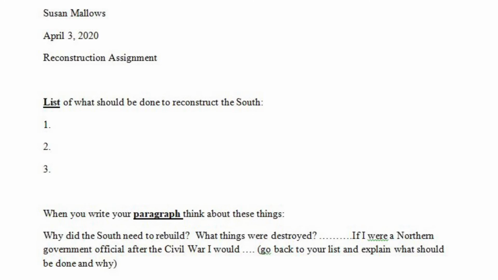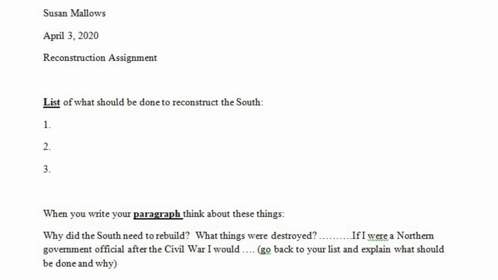When you write your paragraph, think about these kinds of things. Why did the South need to rebuild? What things were destroyed? And then you're going to go into, if I were a northern government official after the Civil War, I would. Then you need to go back to your list and explain what should be done and why. These are just a few of the things you can think about.